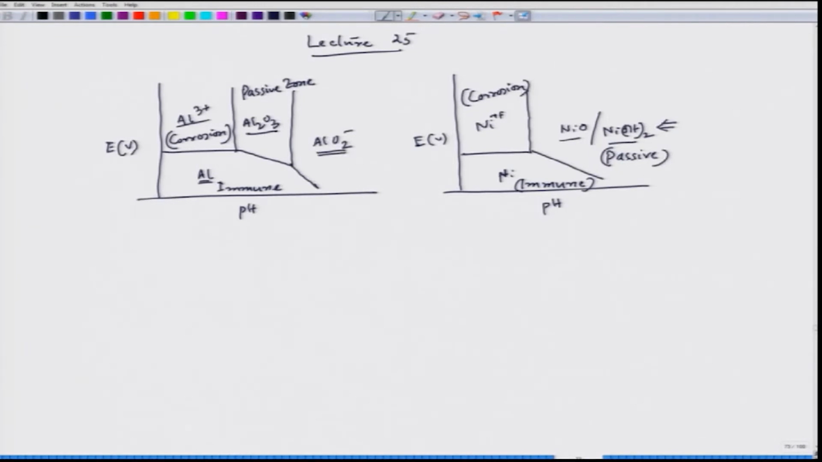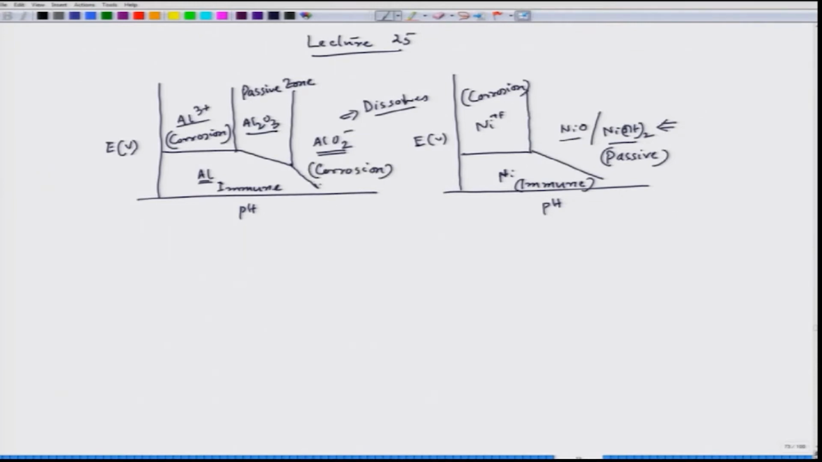Now, there is one more stability zone which is decided by this particular phase, which is AlO2 minus. So, this is a complex aluminium ion in the form of AlO2 minus. This dissolves easily in water. When it dissolves, that means it is also taking away aluminium from the aluminium substrate. So, in fact, this aluminium is corroding in the form of AlO2 minus. So, this is also a corrosion zone.